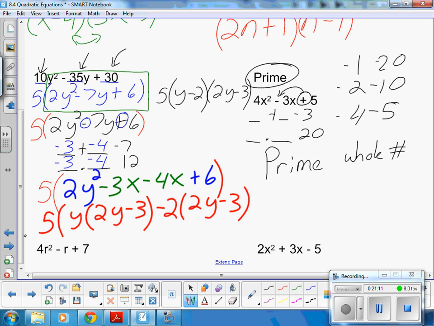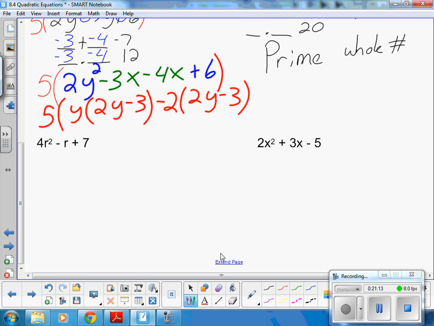So in our last two problems here, we have 4r squared minus r plus 7. We need the sum to equal a negative 1 and the product to equal a positive 28. So when we go through our list, 1 and 28, 2 and 14, 4 and 7, the signs are the same. Both of them are going to be negative. Is there any way that I can add those to get a negative 1? No, I cannot. It is prime.